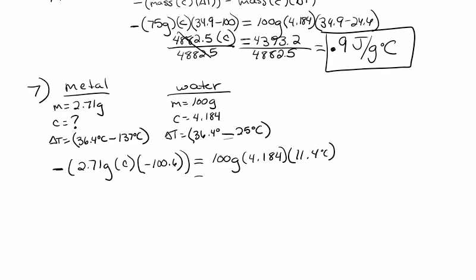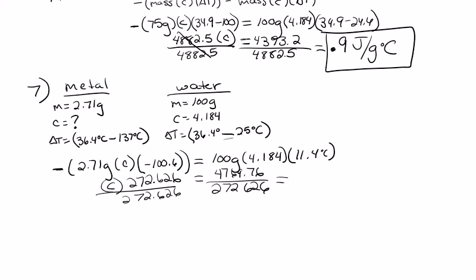Okay, I do my math, and on this side I end up with 4769.76. Over here I end up with C, still by itself, times 272.626. To get C by itself, divide both sides by 272.626. And when I do that, I end up with a C value that is equal to 17.5, and that's joules per gram degrees Celsius.